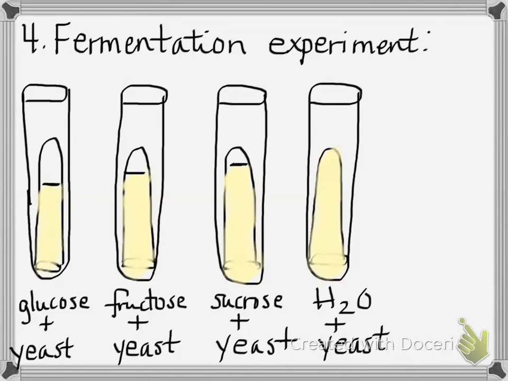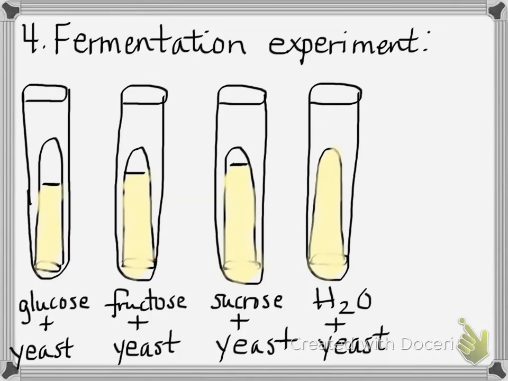Can yeast use water for energy? No. Can anything use water for energy? Any biological system, any cell? No. Okay, so what was the purpose of number 4? That was our negative control. Very good. So we were showing you had to have some kind of organic compound, a sugar, for the yeast to do anaerobic cellular respiration. Okay, so that was our experiment.